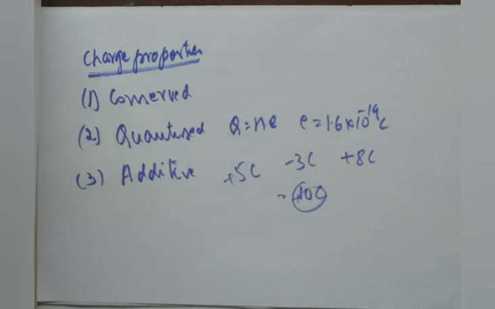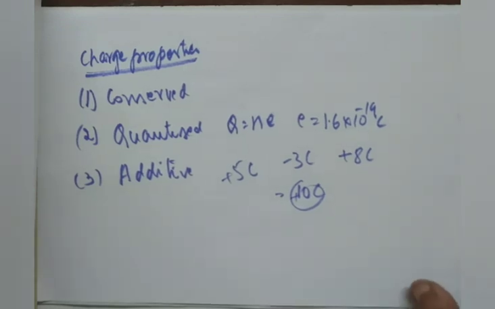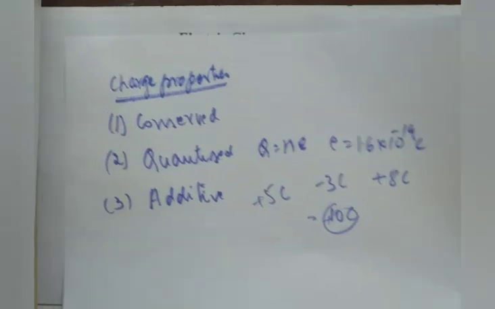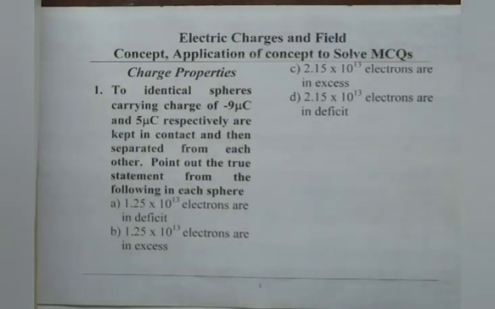Now, to apply these things, we learn two numericals, two MCQs on this. We just learn them now. Observe carefully. First property, first question in the MCQ. Two identical spheres carrying charge of minus 9 microcoulomb and 5 microcoulomb respectively are kept in contact and then separated from each other. Point out true statement from the following in each sphere.